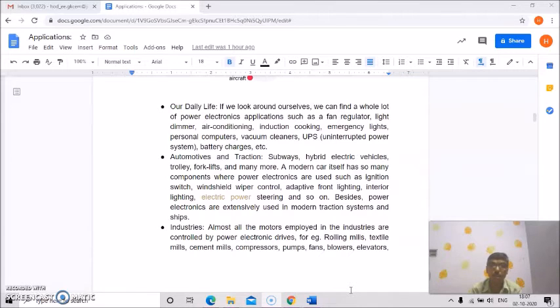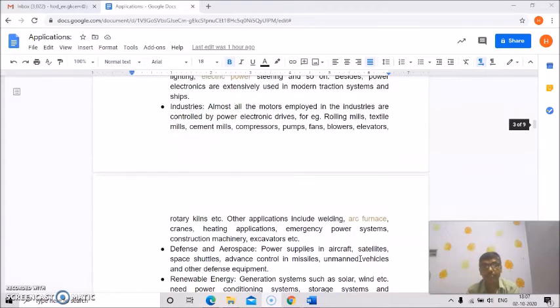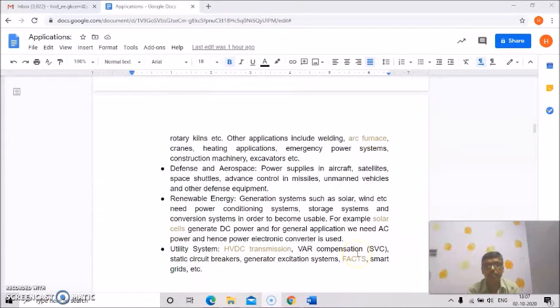In industries, almost all the motors employed are controlled by power electronic drives, as for example in rolling mills, textile mills, cement mills, compressors, pumps, fans, blowers, elevators, and rotary kilns. Other applications include welding, arc furnaces, cranes, heating applications, emergency power systems, construction machinery, excavators, etc. In defense and aerospace, power supplies in aircraft, satellites, space shuttles, and advanced control in missiles, unmanned vehicles, and other defense equipment.